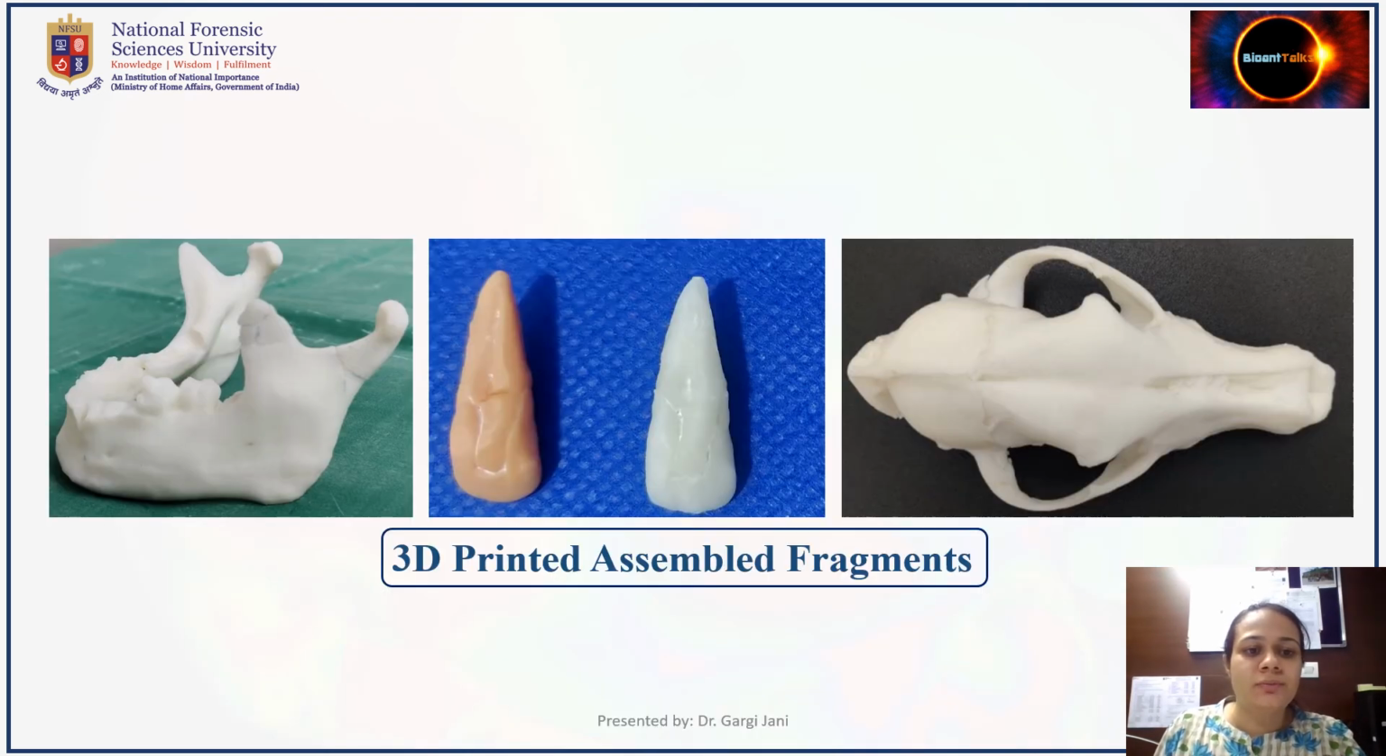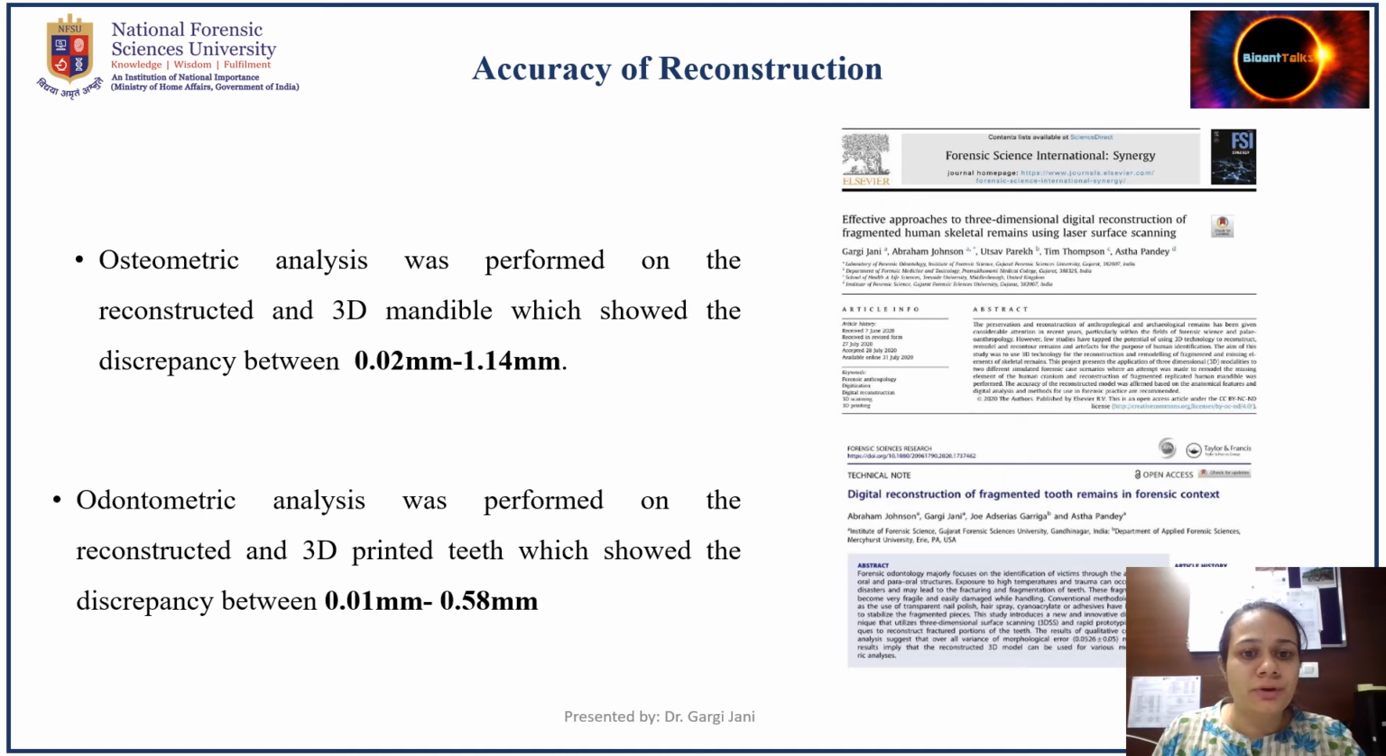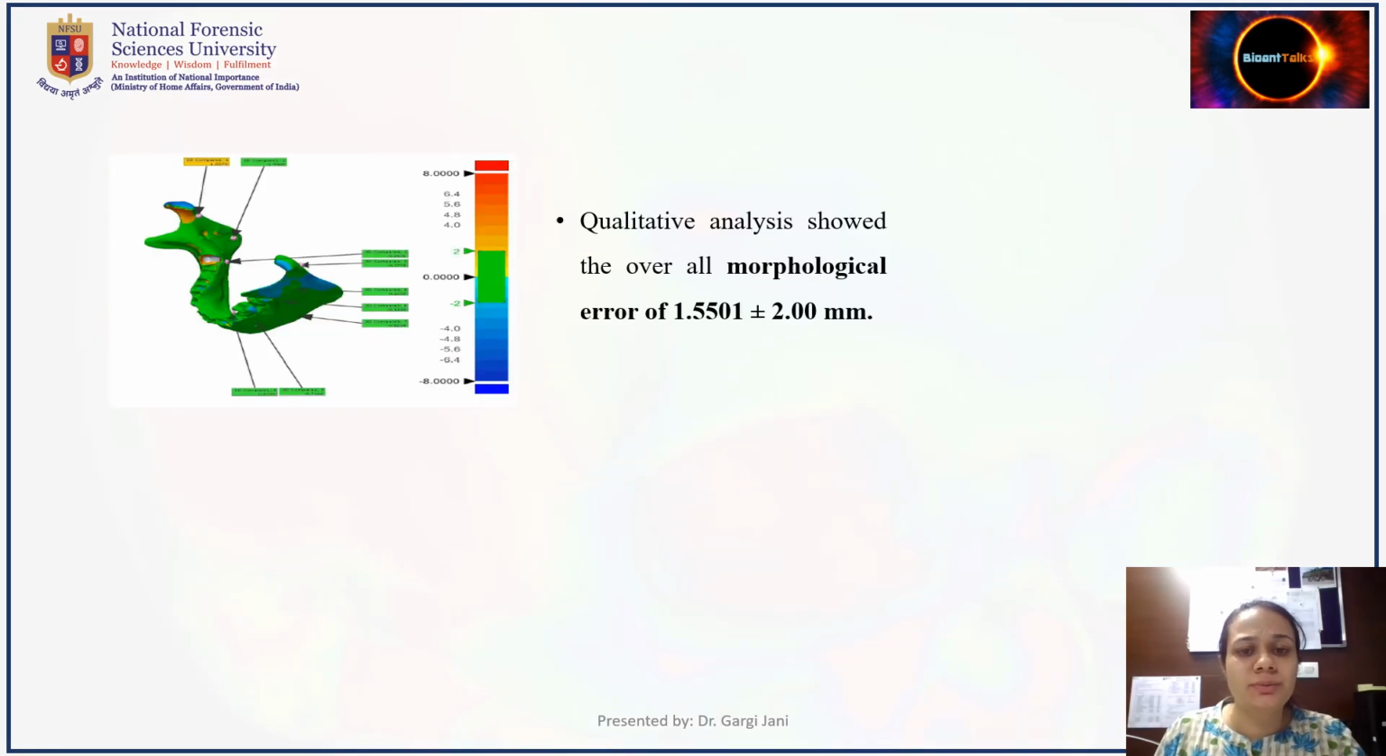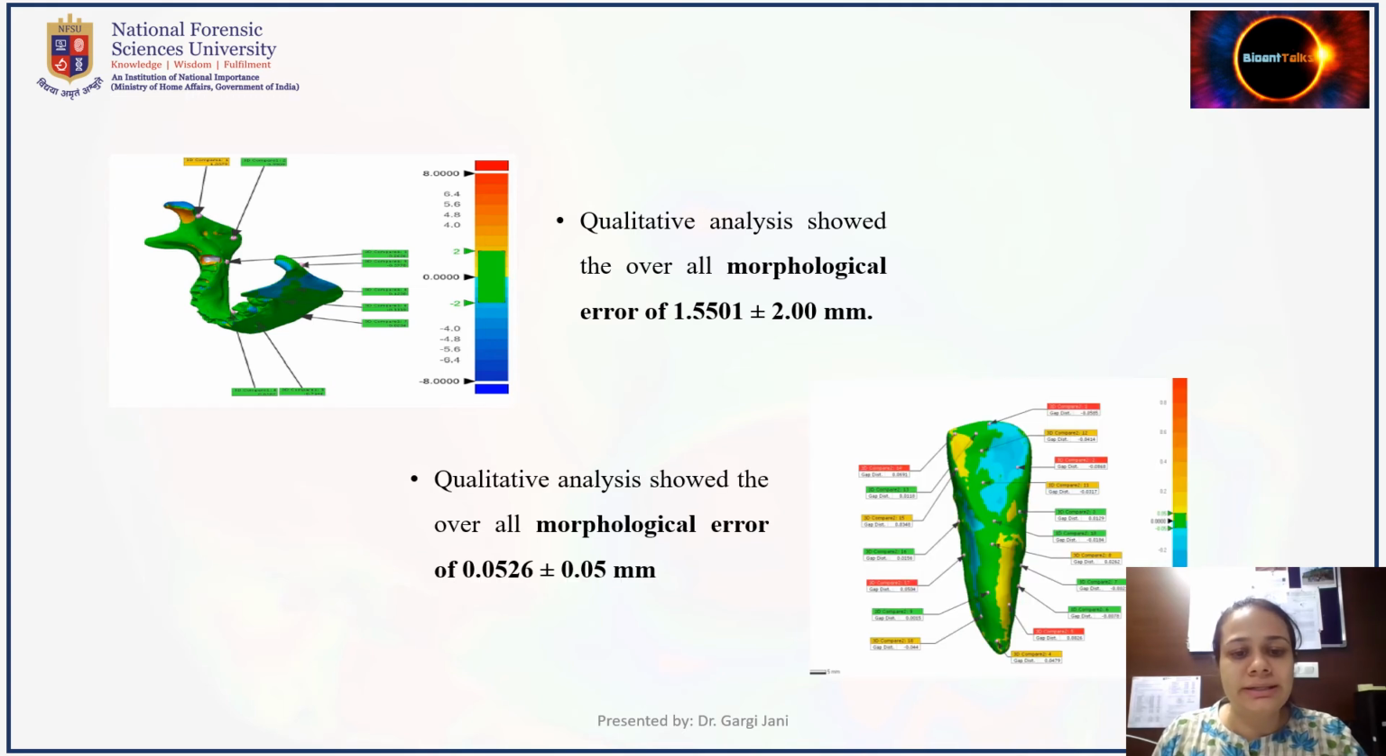These reconstructed models were then finally 3D printed and were analyzed for their accuracy. For the mandible, the linear metrics were performed and the osteometric analysis showed that the discrepancy was between 0.02 mm to 1.14 mm, whereas the odontometric analysis performed for the reconstructed teeth showed that the discrepancy was 0.01 mm to 0.58 mm. We also performed the qualitative congruency analysis. For the mandible, the overall morphological error was 1.55 plus or minus 2 mm, whereas for the teeth, the morphological error was 0.0526 plus or minus 0.05 mm.